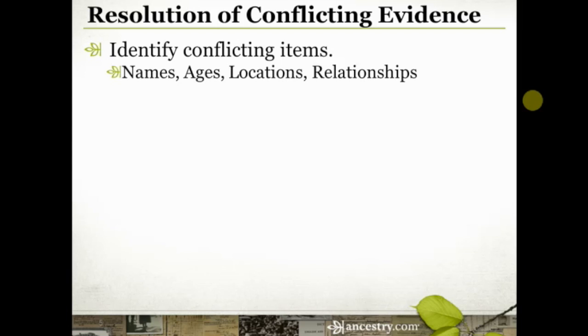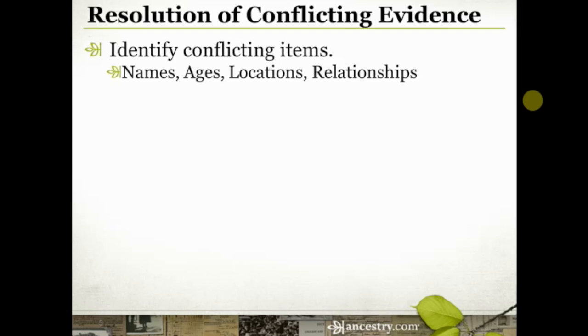Is the name consistent or inconsistent? Are the ages or birth dates consistent or inconsistent? What about other dates? Maybe a marriage date or a death date. Are those consistent or inconsistent in the records that you found? Locations, do they change? Okay, we'll have to explain why. You have to resolve that conflicting evidence.